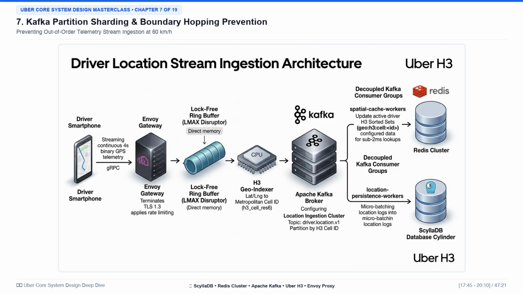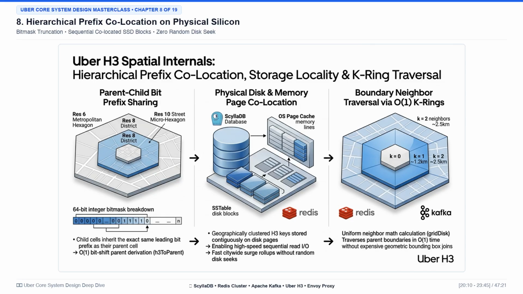See, here is where the source material gets deeply fascinating to me. We have these two different zoom levels, the big zip code and the small street block. But the system has to constantly translate between them. Right. And the source talks about a feature called hierarchical prefix co-location. The way they describe it, it sounds like absolute magic. It is arguably one of the most elegant engineering features of the entire H3 system.